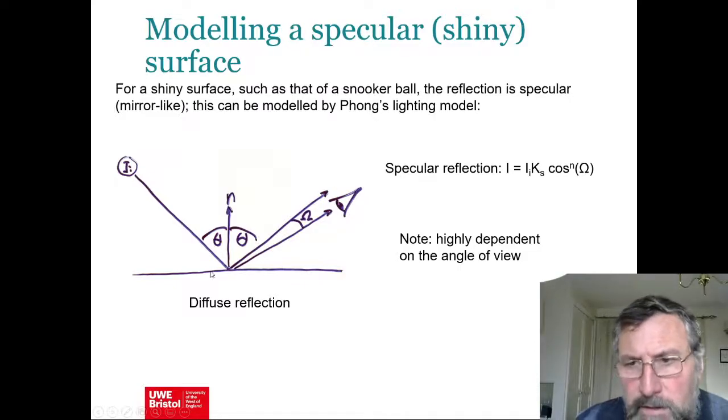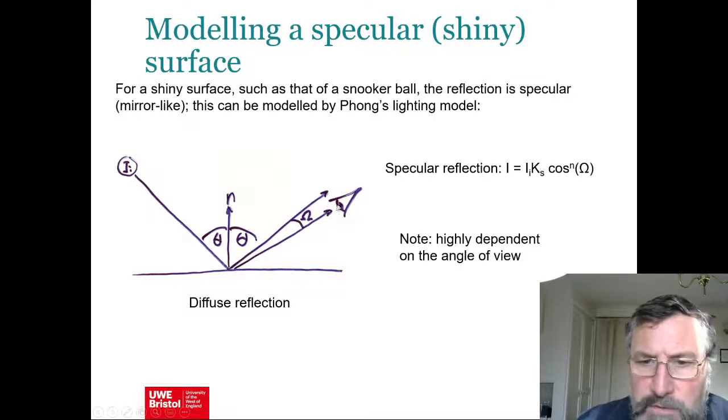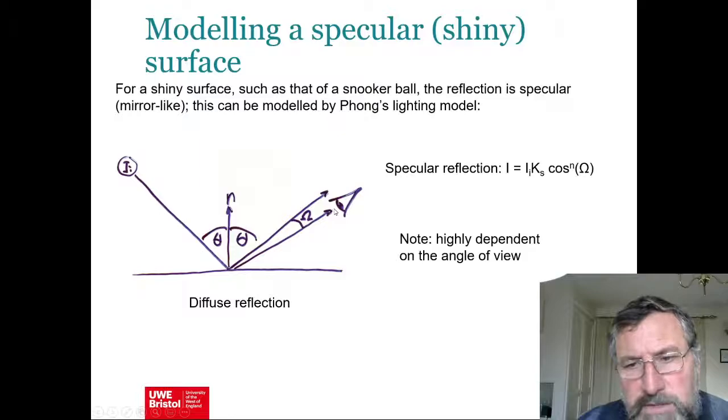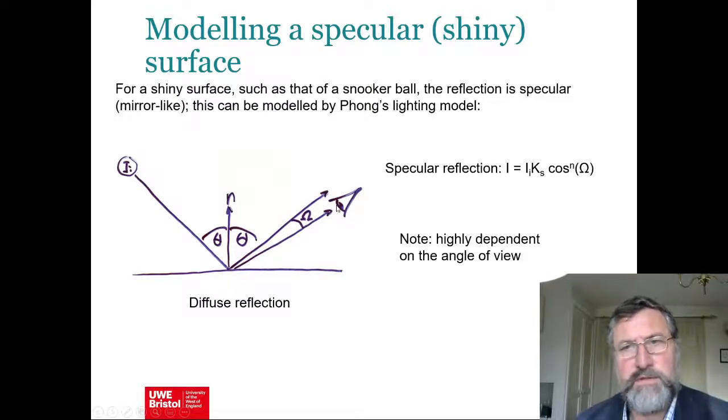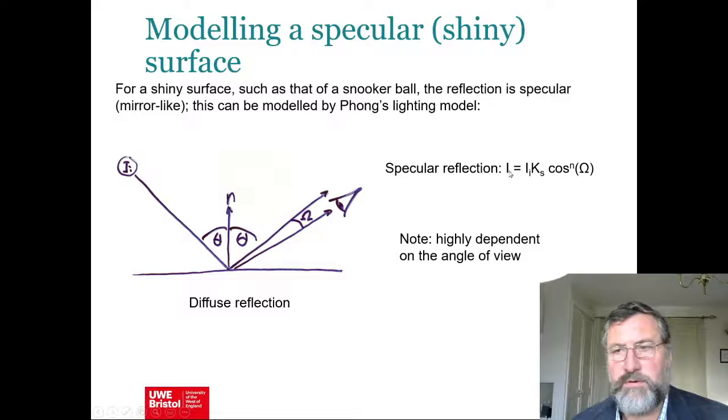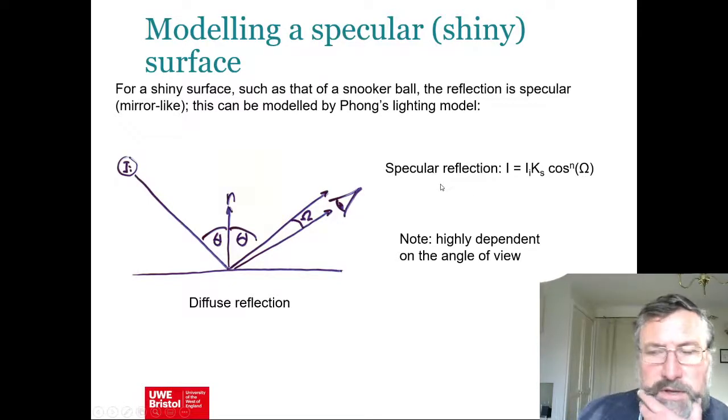Now the viewer: in this case it does depend. It's highly dependent on the angle of view. The apparent intensity does depend on the angle at which you view it, for this kind of specular reflection. So what we're saying here is that the perceived intensity we're going to see is I equals the intensity of the source times a constant again, times cosine of omega to the power of n.